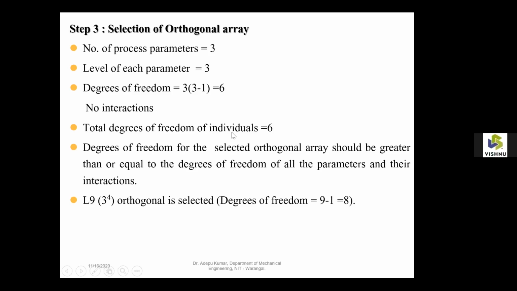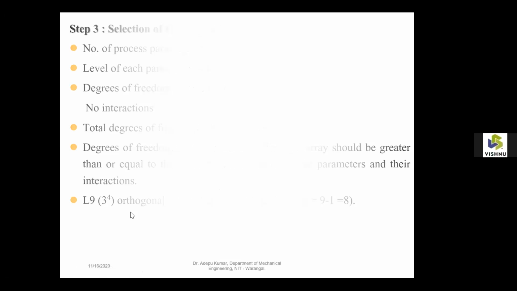The total degrees of freedom of the individual parameters is 6. The degrees of freedom of the selected orthogonal array should be greater than or equal to the degrees of freedom of all the parameters and their interactions. So L9 is suitable; its degrees of freedom is 9 minus 1, that is 8. So 8 is greater than 6, and I am satisfying the conditions laid down by Taguchi. So L9, 3 to the power of 4, is perfectly suitable.